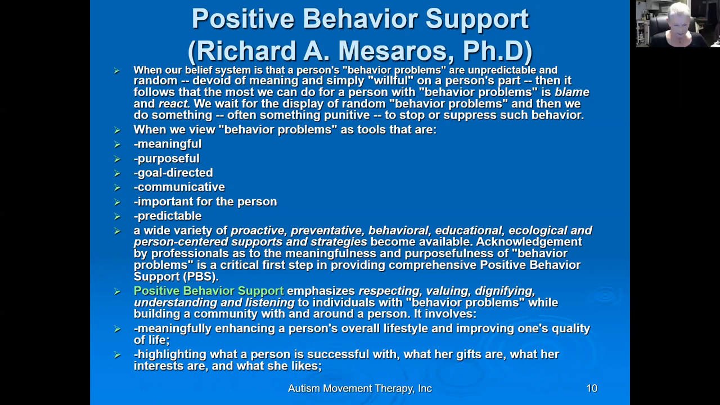We use PBS, positive behavior support. And many of you that have done my workshops know this is the ground basis for me for behavior. And it is built into ABA. It is a built-in protocol for applied behavior analysis.